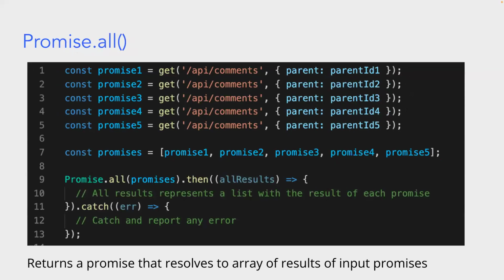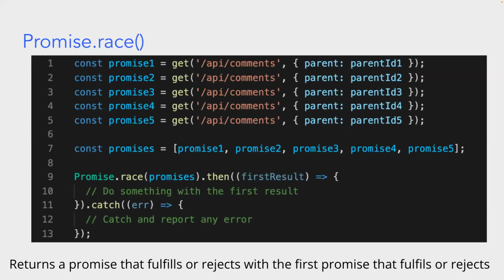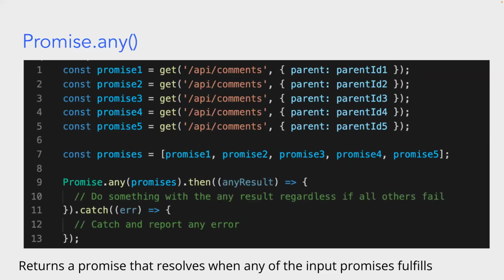First is Promise.all. Promise.all returns a promise that resolves to an array of the input promises. So it's going to wait for all of these promises to be fulfilled at once, or eventually. There's also Promise.race, that waits for the very first promise to get back to me, whether that accepts or rejects, it doesn't matter. I'm just waiting for the first one that comes.